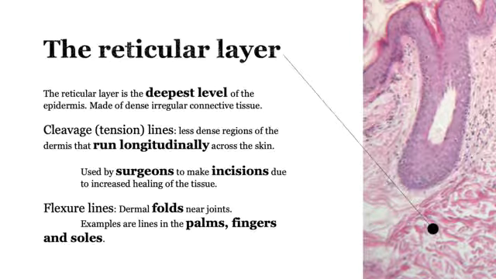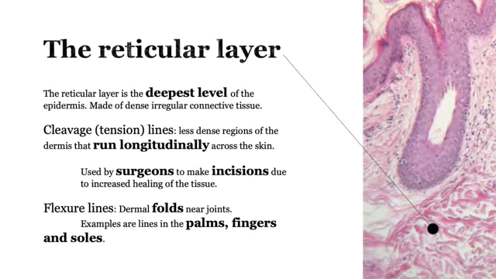Let's move a little deeper into the dermis and let's talk about the reticular layer. Now we're a little bit deeper into the dermis. We're getting to the very, very deep portions of the skin. The reticular layer is the deepest level of the dermis. It's made of dense, irregular connective tissue. So here we have more of a function of connecting.